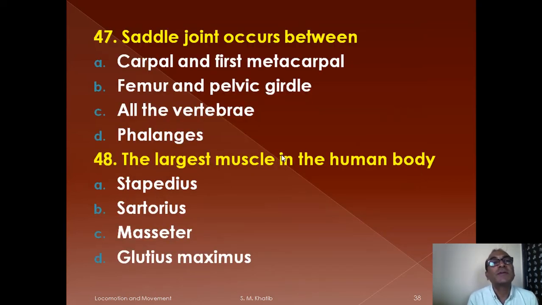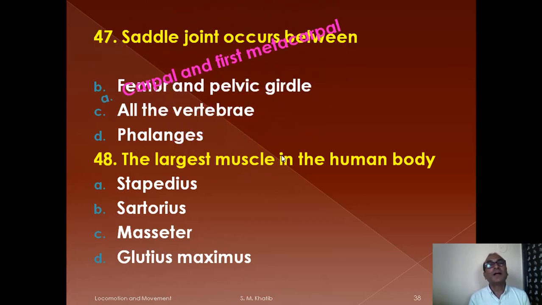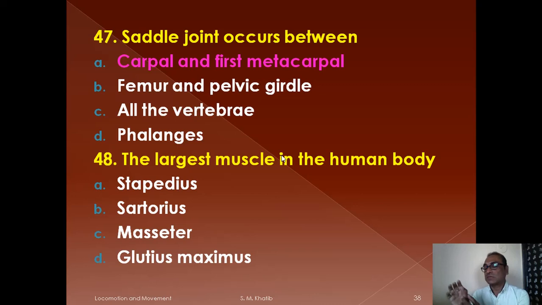Then question number 47. Saddle joint occurs between A. Carpal and first metacarpal, femur and pelvic girdle, all the vertebrae, phalanges. So where do you find the saddle joint? Yes, it is carpal and first metacarpal. So this first metacarpal of the thumb, connecting to the thumb, first metacarpal and the carpal. So that allows the free movements, sideways and up and down movements. So that is the saddle joint.